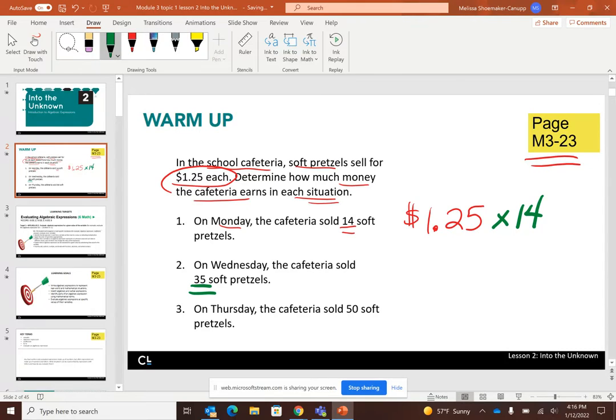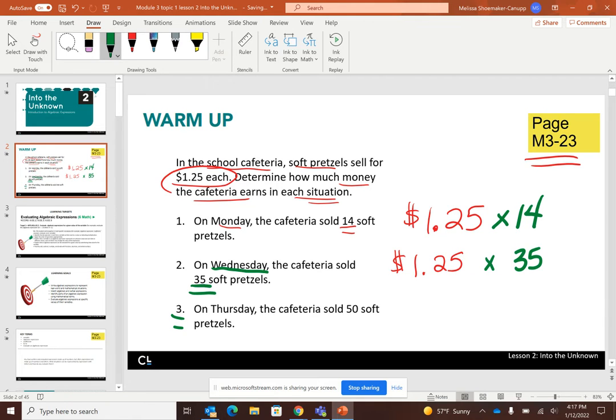Similarly, on number 2, they sold 35 pretzels. Same process. They still cost $1.25, but instead of multiplying times 14, we're going to multiply times 35 because that's how many pretzels were sold on Wednesday. Stop and see if you can do number 3 by yourself.